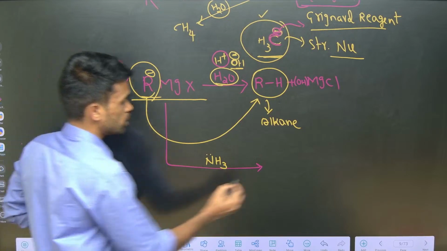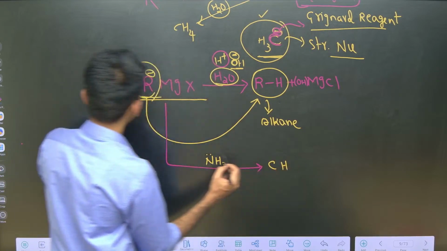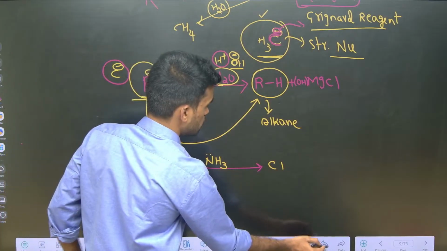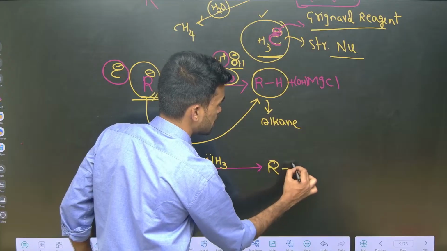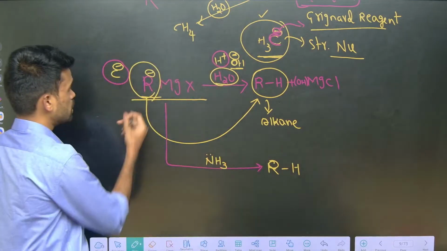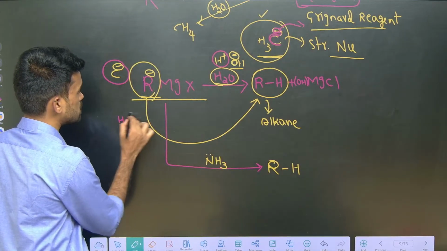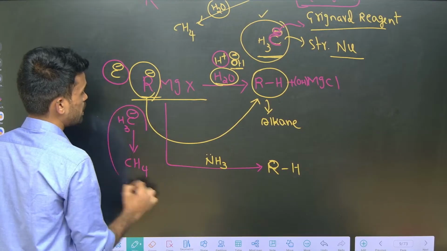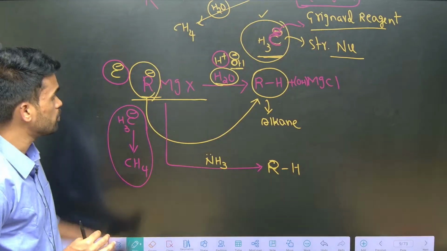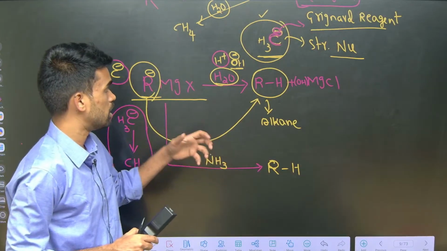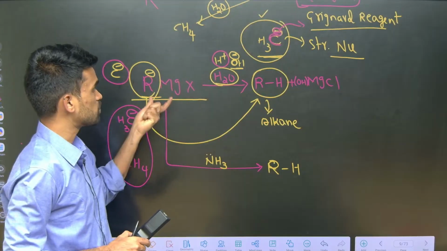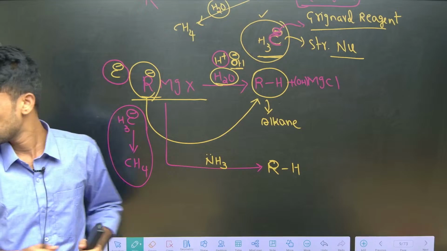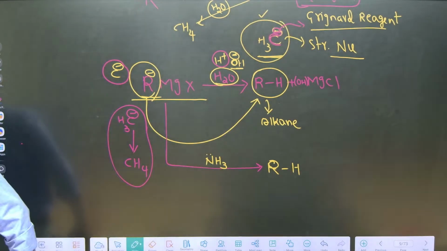Therefore, if it is a methyl group, you are going to get methane. If it is an alkyl group R, you will get the respective alkane like this. If this is CH3 minus, the product formed will be methane. So this is the basic understanding you should have when you are studying reactions of Grignard reagent with water as well as ammonia. Okay, is this clear? Whatever we are discussing, clear?